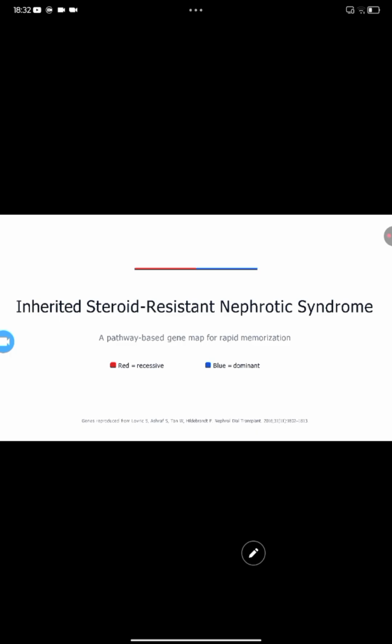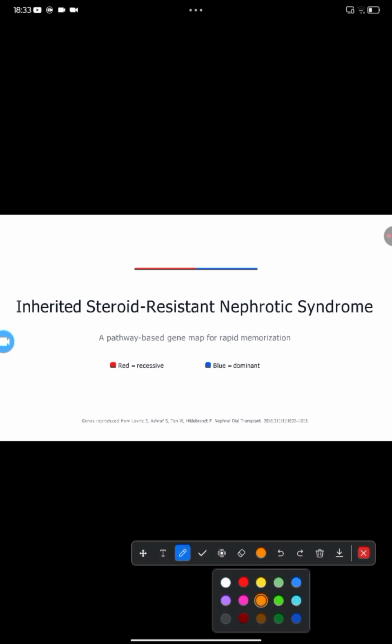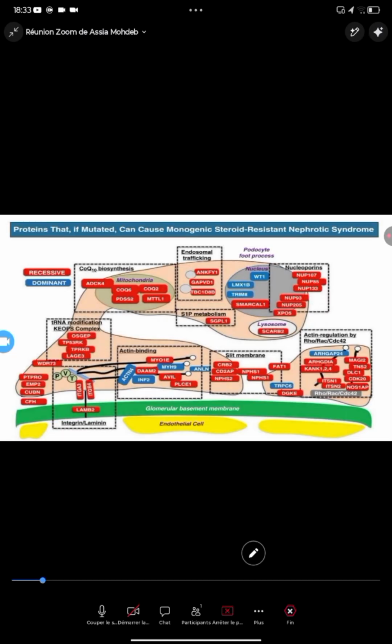Throughout this presentation, you will see that the red color represents recessive inheritance, while the blue one represents dominant inheritance. So the goal is to create a simple mental map that is easier to review and to remember for you guys. If you are ready, let's kick off.